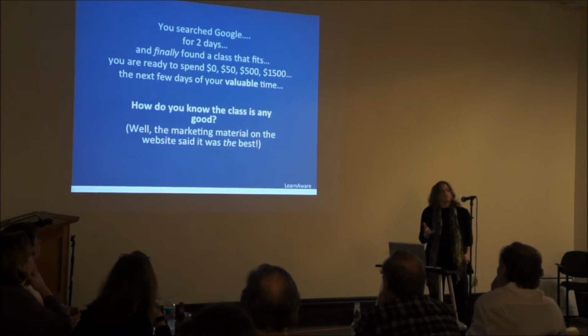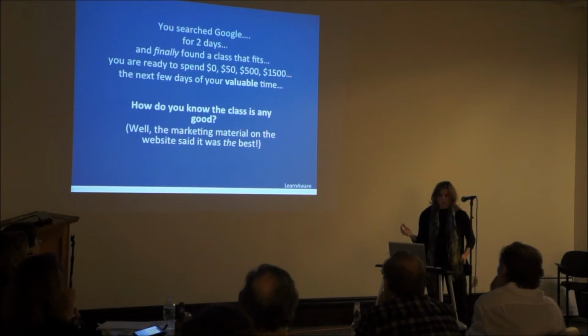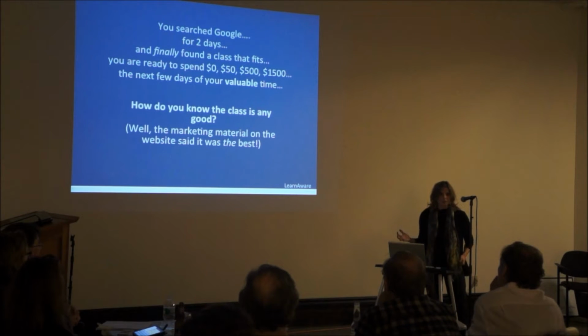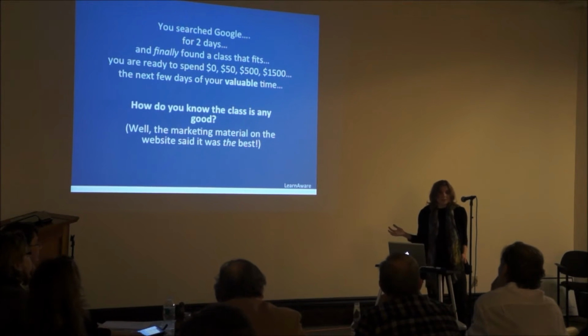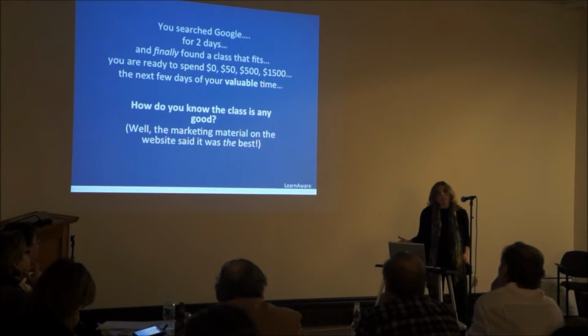How do we find them? You search Google for 2 days. You spend a lot of time just finding the one class that looks like it might be the one that you need. Maybe you're not going to spend any money, but you're still going to spend some time. Maybe you're going to spend up to $1,500 on this class. How do you know this is the best class that you could possibly take for this particular topic? The website said it was great. They say they're the best in their space. How do you know until you show up? You don't. Maybe a friend referred it.